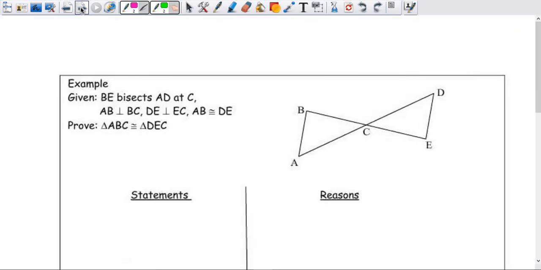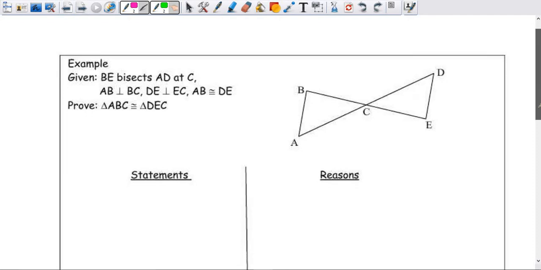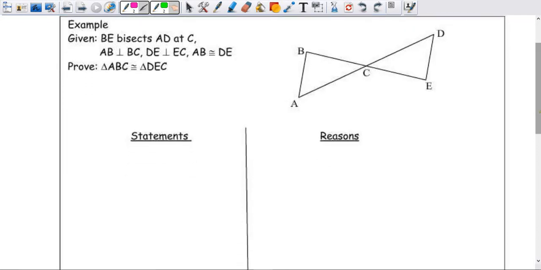So two kinds of proofs that you would see with HL as the reason. So we are going to have that BE bisects AD at C. So BE is right here, AD is right here, so BE bisects AD. Okay, so they don't bisect each other, BE bisects it at C, so I would get that congruency statement there.